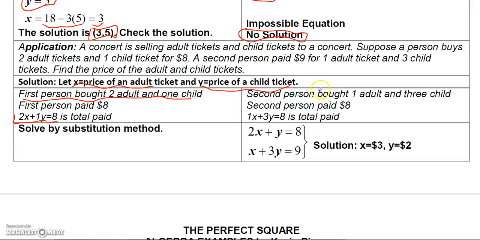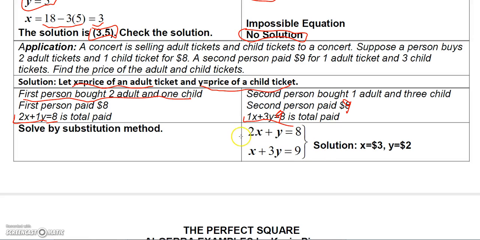And then the second person bought 1 adult and 3 child tickets. So he bought 1 ticket for whatever the price of that ticket is, and then 3 child tickets for the price of whatever the child tickets are, and he paid, and there's a typo there, that should be $9, right? So he paid $9. Okay, so anyway, the equations turn out to be 2x plus y equals 8 from over here, and x plus 3y equals 9 from here.